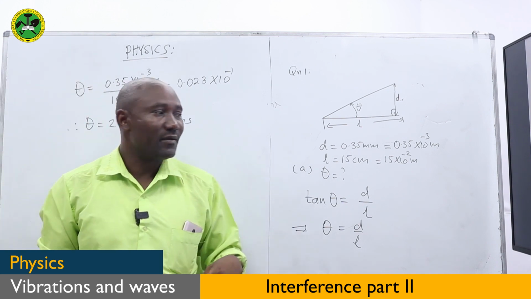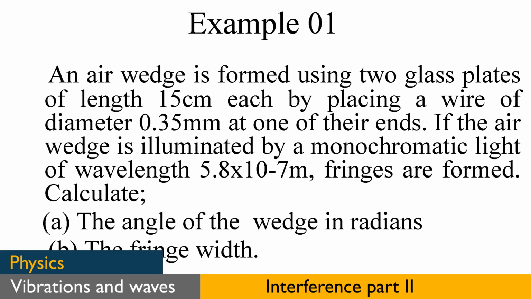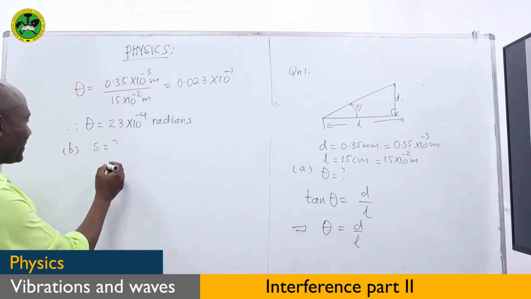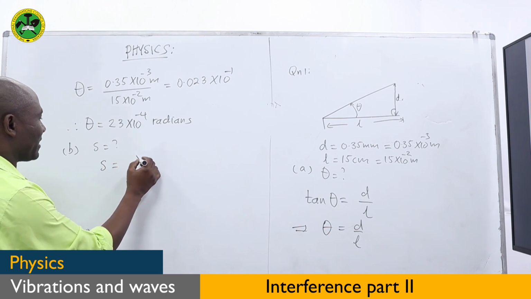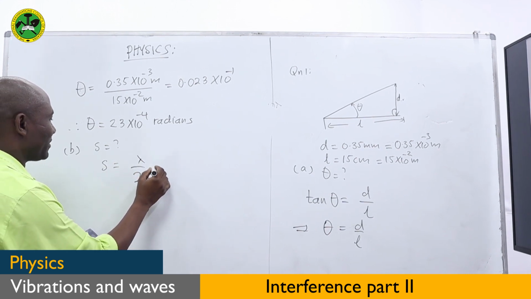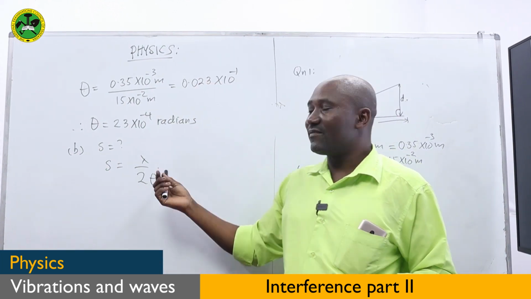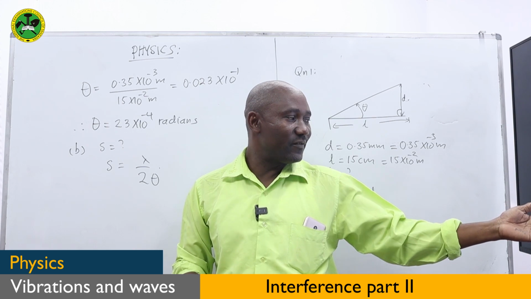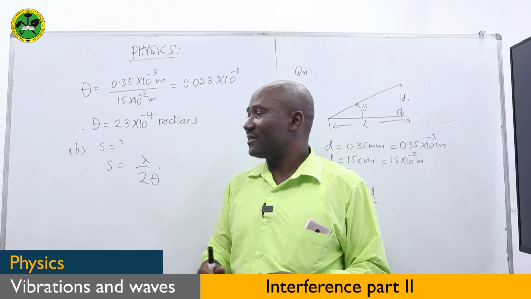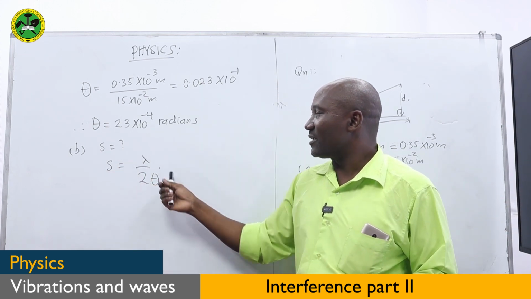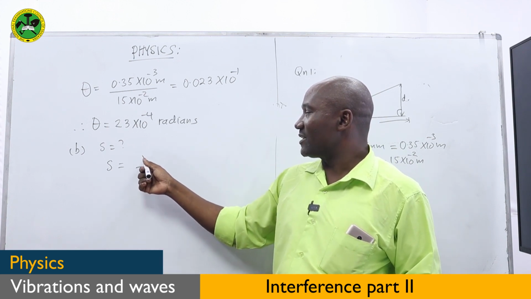Part B, find the fringe width, the fringe separation. In part B, we are looking for S. What is S? The formula is lambda over 2 theta. It is very important that you know the formula. No need for deriving, because when the question is asking to find the fringe width, you're supposed to recall the formula and plug in the values which are given here.